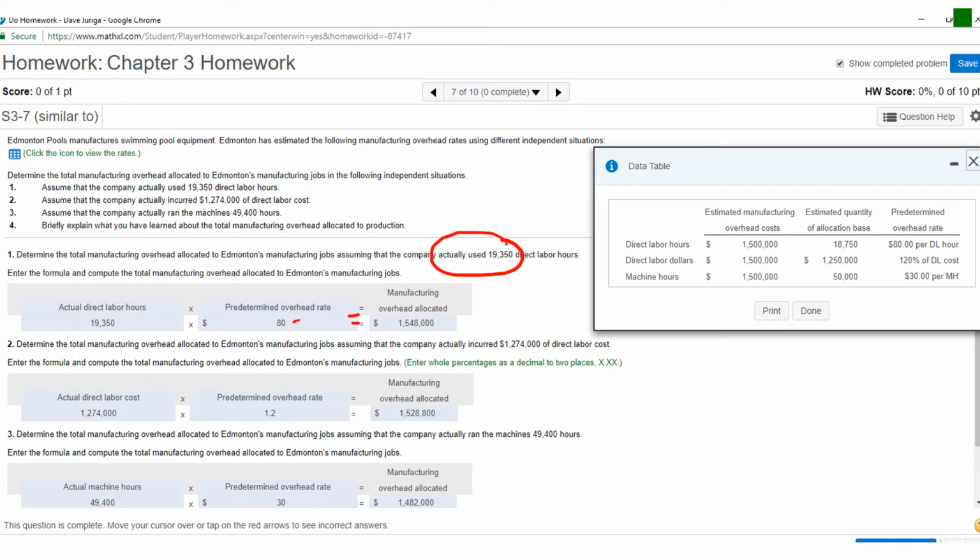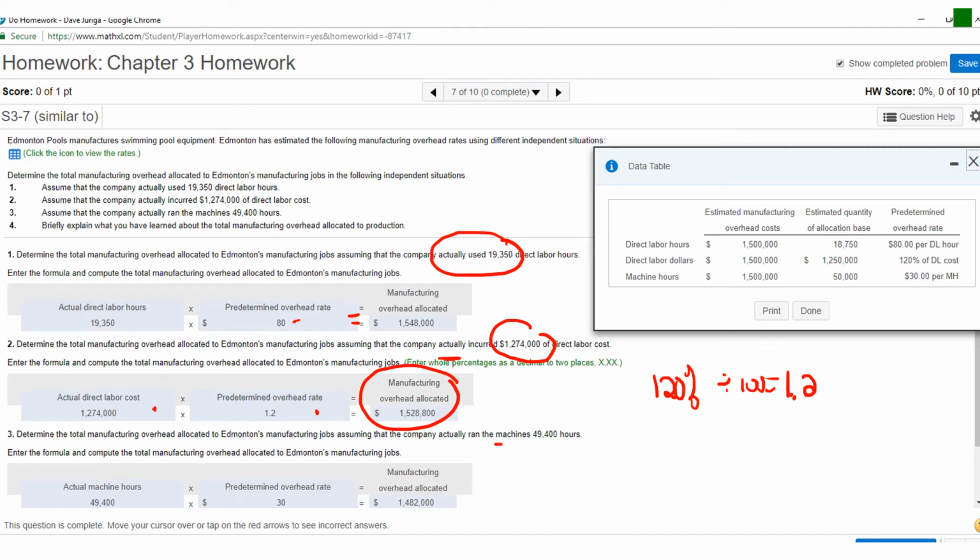Under the second one, they want you to use direct labor costs. Notice it says actual labor cost of 1,274,000. So you're going to take that and multiply by the rate. And remember, I said earlier, when you have a rate, if it says 120% of anything, you simply divide that by 100, and in your calculator, you're going to use 1.2. So 1.2 times that direct labor cost gives you 1,528,800.